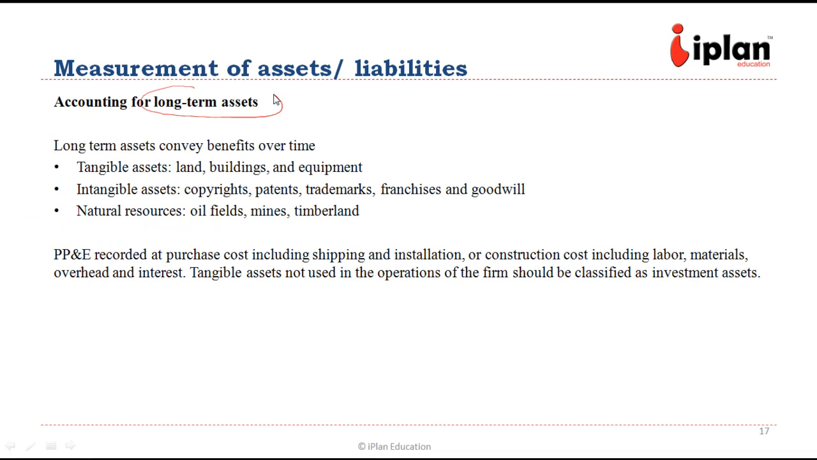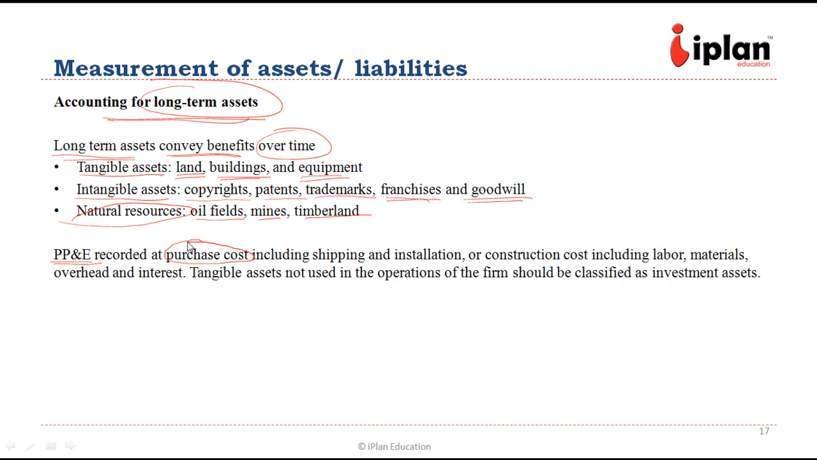Let us move to the next slide. Accounting for long-term assets. We have seen so far the current assets and liabilities. Let us look at the long-term assets which convey benefit to the firm over a longer period of time. There could be broadly three types: tangible assets like land, building, equipment, etc. There could be intangible assets such as copyright, patent, trademarks or other kinds of intellectual property, franchisee, goodwill, etc. There could be natural resources such as oil fields, mines, timberland, etc.